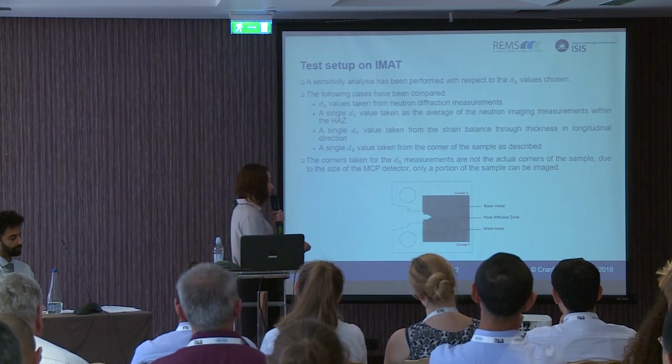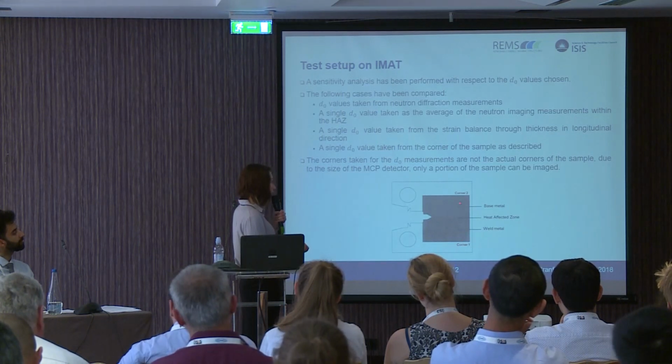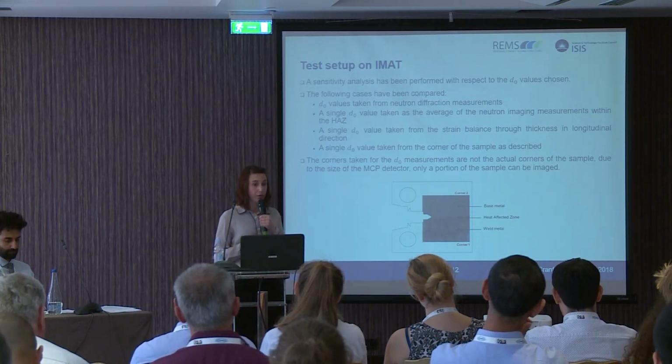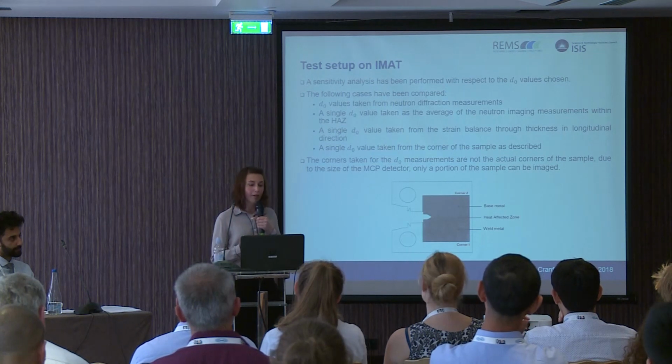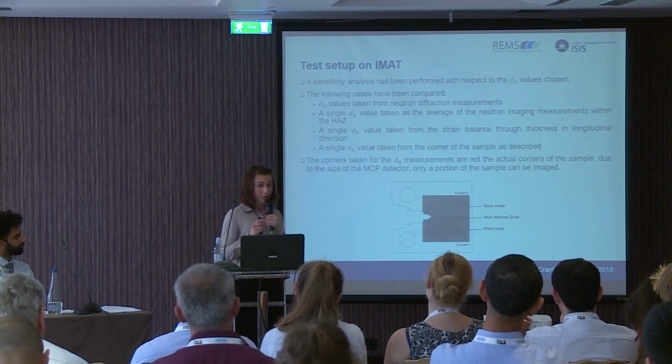So I'm talking about these corners. Corner 1 is within the weld metal, and corner 2 within the base metal. Just to mention that the corners taken for the D0 measurements are not the actual corners of the sample. Due to the size of the MCP detector, we could only image a portion of the sample.